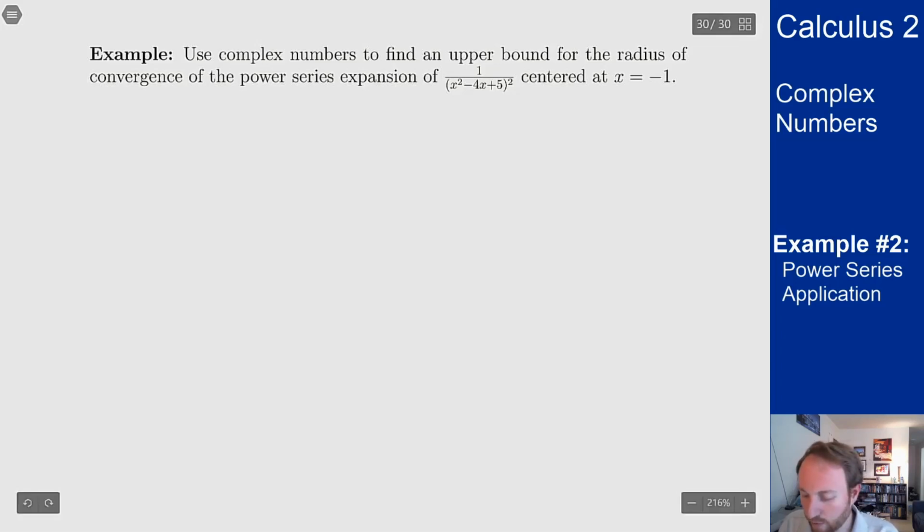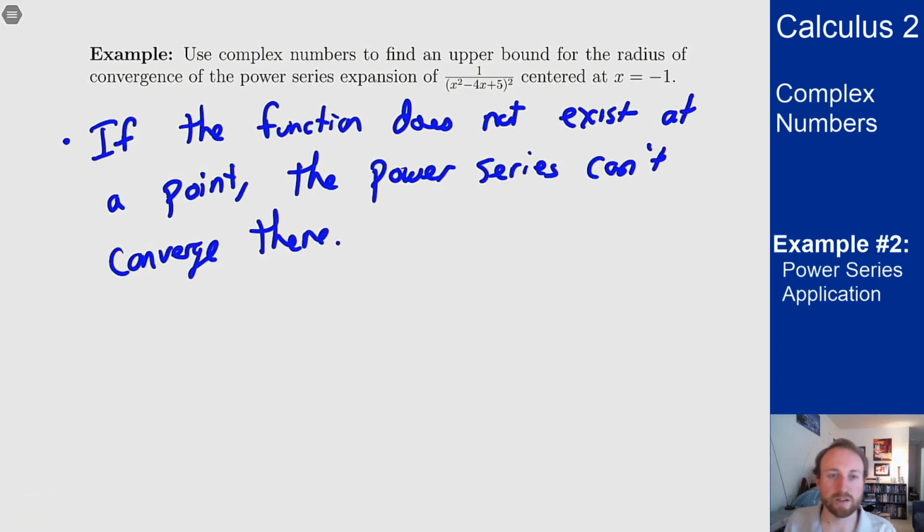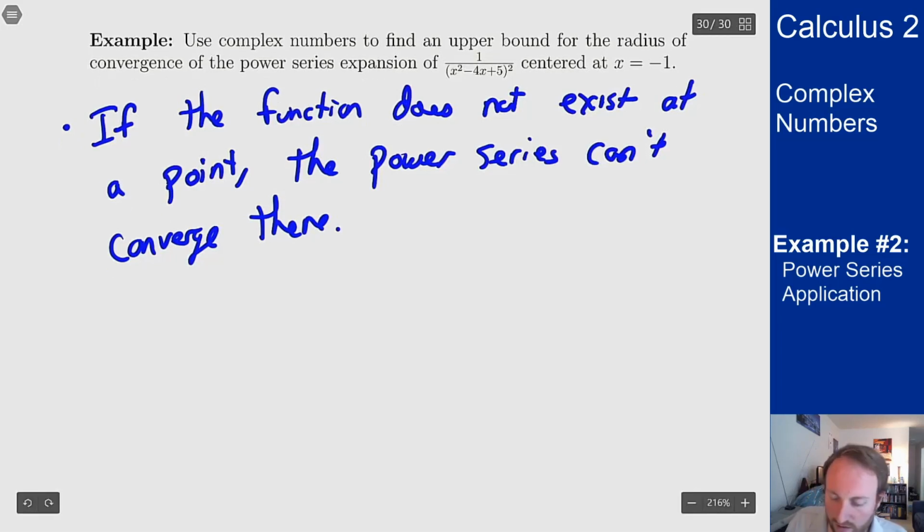Now the key point that we're going to use here is the fact that if the function does not exist at a certain point, then the power series expansion also cannot converge at that point. What we want to do is figure out at what points this function does not exist, and use those to figure out what the biggest radius could be for this power series expansion. So to figure out where this function is not defined, we're going to look at where the denominator is 0.